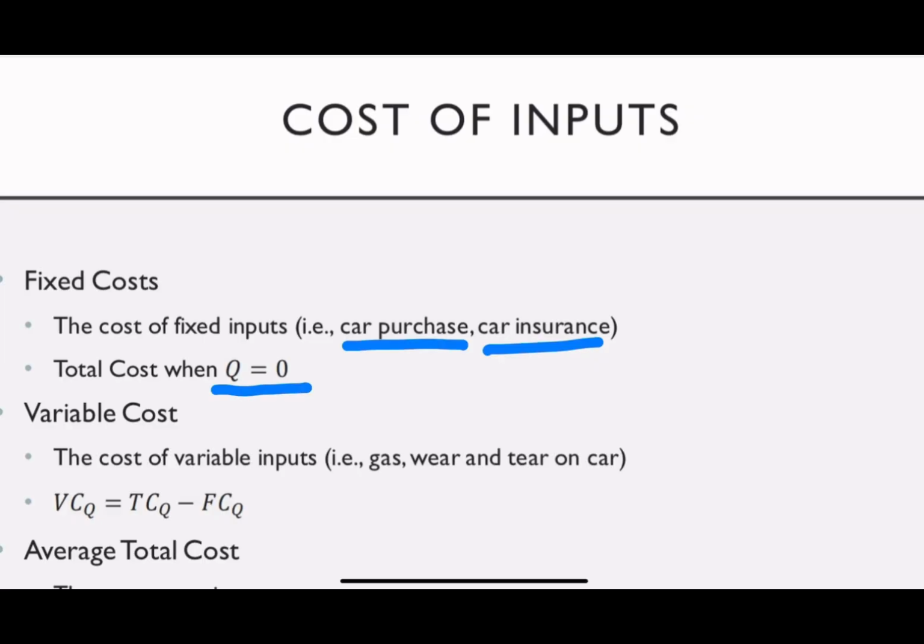The variable costs are the cost of variable inputs. Depending on how much I work, these are costs that will vary. So for example, gas, the more I work, the more I have to spend in gas, and the wear and tear of my car is also going to be classified as variable cost. These will be a function of quantity, or the amount that I'm producing. And the way we calculate variable cost is we just take the total cost at a specific quantity and subtract off the fixed cost. And that's because one of the key things we have is that total cost is equal to our fixed cost plus our variable cost.